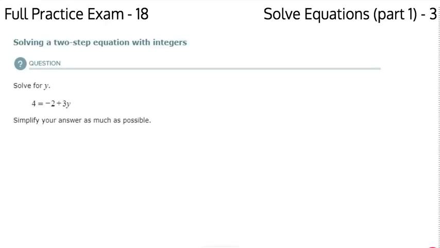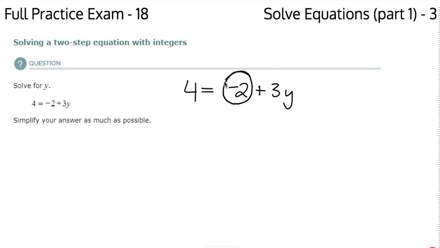Number 18, solve for y. Oops. 4 equals negative 2 plus 3y. So when we're solving, we undo our addition part first. So I want to look at this digit here. So this negative 2 needs to go.